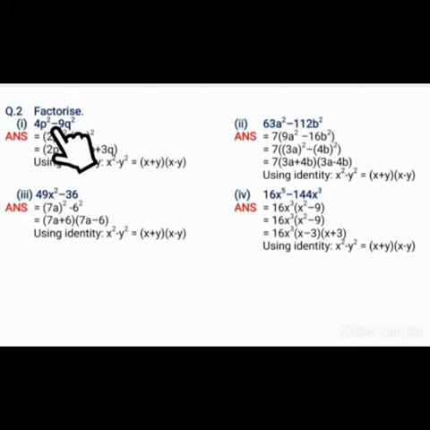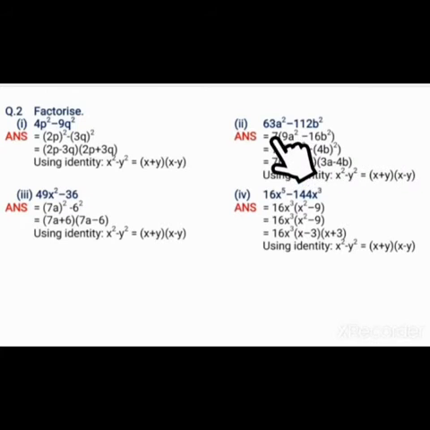Now question number 2. 4p square minus 9q square. Here only two terms are given. The first term is the square of 2p and the last term is the square of 3q. So here a square minus b square. Using the identity x square minus y square, that is (x plus y)(x minus y), it means one is negative and the other is positive. So (2p minus 3q) and (2p plus 3q).